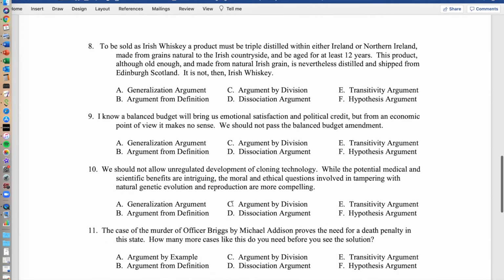So let's look at number 8. To be sold as Irish whiskey, a product must be triple distilled within either Ireland or Northern Ireland, made from grains natural to the Irish countryside, and be aged for at least 12 years. This product, although old enough and made from natural Irish grain, is nevertheless distilled and shipped from Edinburgh, Scotland. It is not then Irish whiskey.